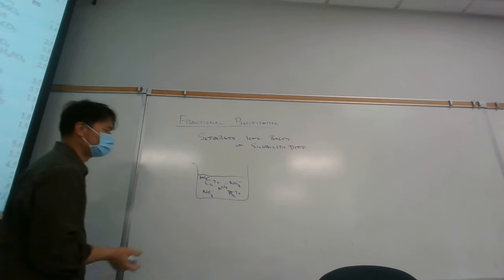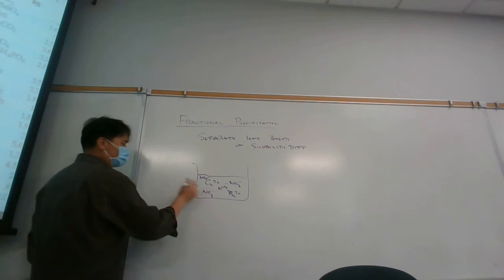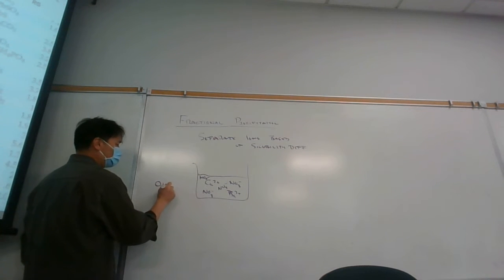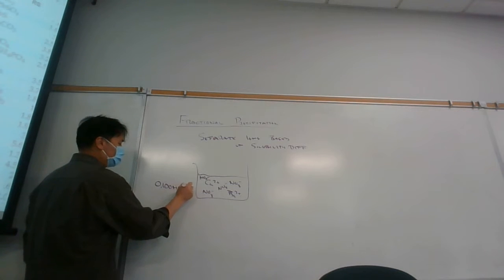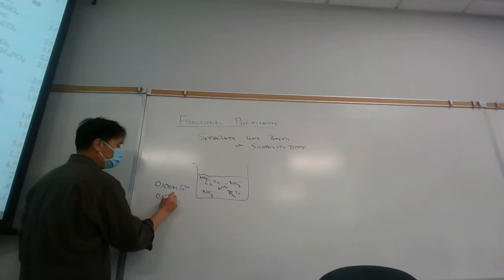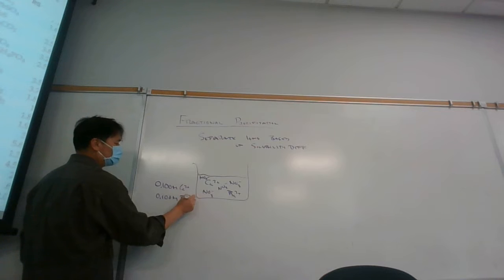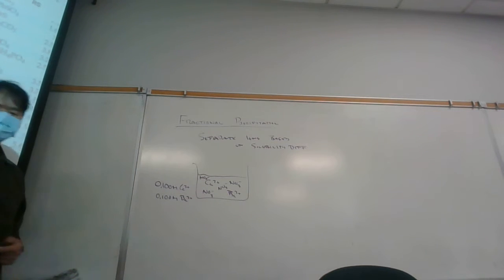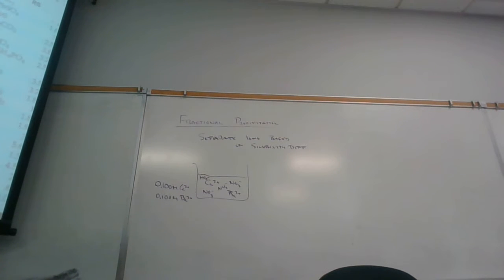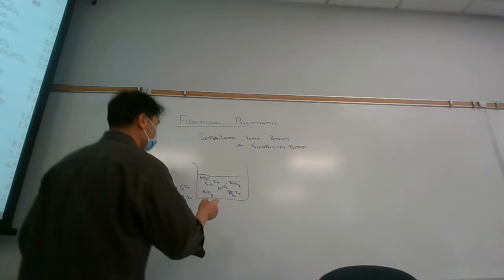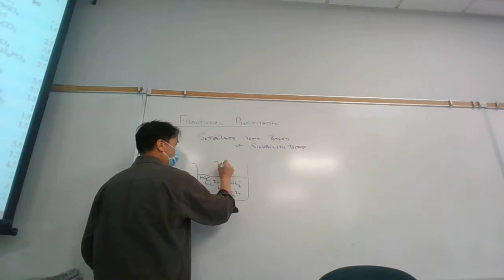Nitrates are going to be spectators in this case. And let's say I have 0.100 molar calcium ions and 0.100 molar barium ions beginning with this. What I want to do in this fractional precipitation is add hydroxide, but I'm going to add hydroxide very slowly.